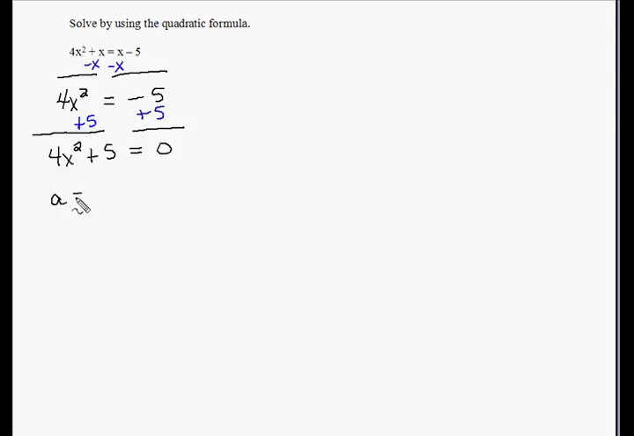Our a value is 4. Our b value, a little more tricky, is 0, because there is no x in this problem, so its coefficient is 0. And our c value is a positive 5. We need to make sure it equals 0, and then whatever sign is in front of the constant number is the sign that we use when we use the formula.